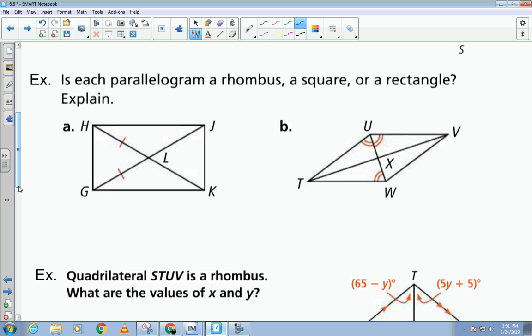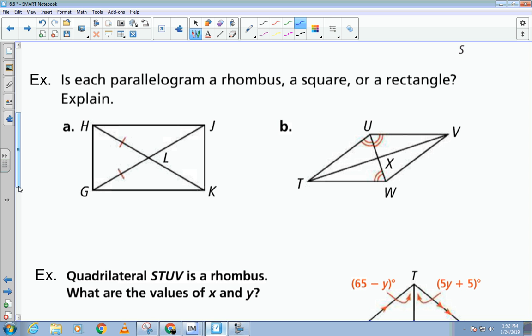All right, here's another one. Is each parallelogram a rhombus, a square, or a rectangle? Explain. Now, it says it's a parallelogram, so take it into consideration. If it's in your homework, if the answer is none, I think that's an option. I think there's one that's none, at least. I know this is a parallelogram. What else do I know about it? Okay, opposite sides are congruent.